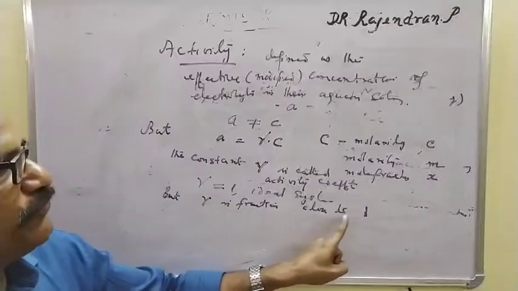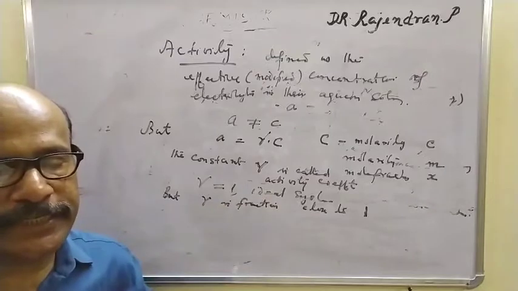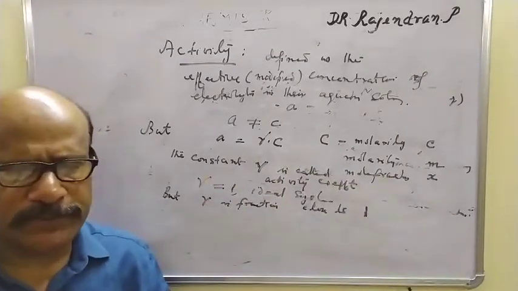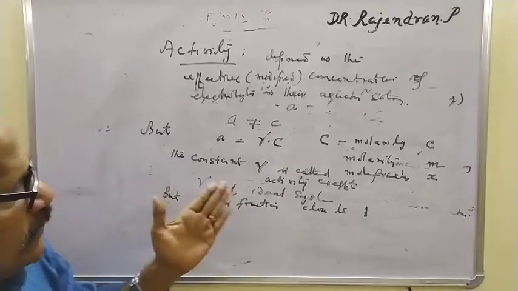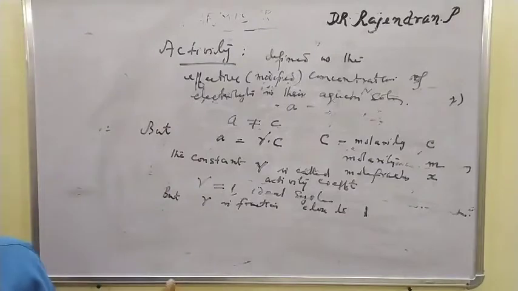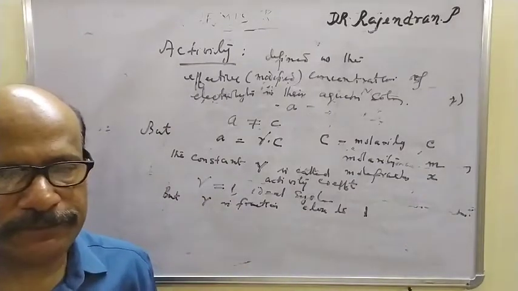Activity coefficient is a fraction very close to 1. That is 0.99, 0.98, 0.88, 0.66, 0.77. In certain cases, it exceeds 1 point something. Okay, so that is the situation. And it is a measure of the deviation from the ideal behavior arising from the ion-ion interaction.